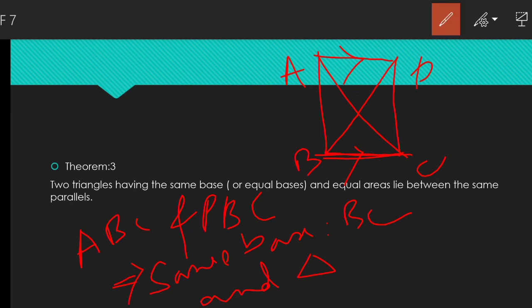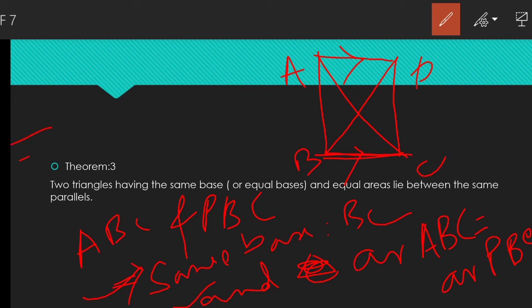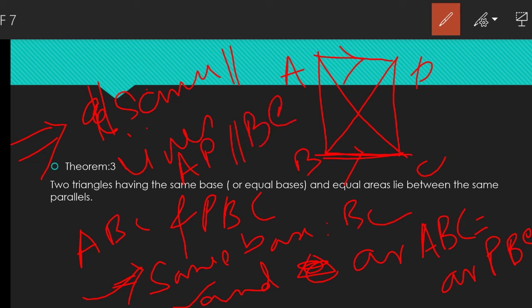The area of ABC is equal to the area of PBC. So it is given. When these two conditions are given, we can say that the triangles lie between the same parallel lines. The parallel lines are AP parallel to BC. So we can conversely say that AP is parallel to BC, which is the converse of the first theorem, that is theorem 2.